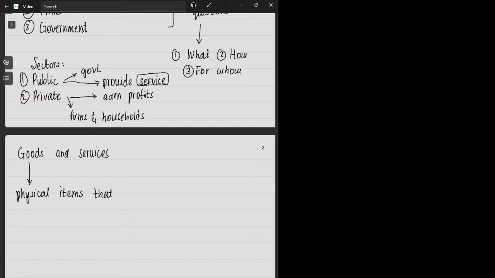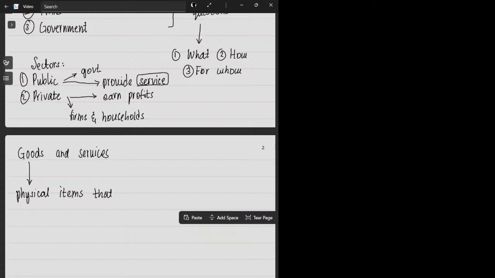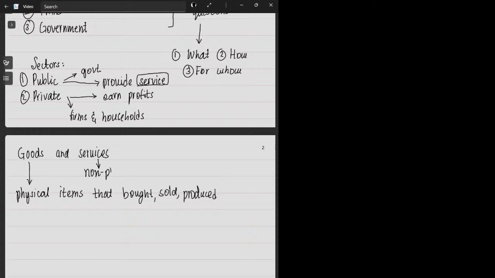Just like the hardware of a computer system, and services are like the software. But do not relate that to this. I'm just giving an example. Goods can be bought, sold, and produced. And services are the non-physical items that cannot be bought, sold, or produced but can only be experienced.